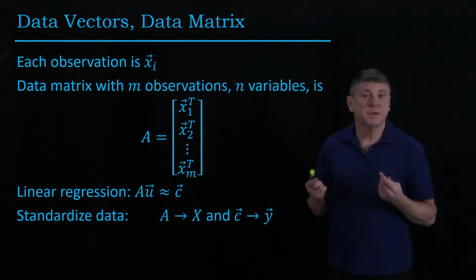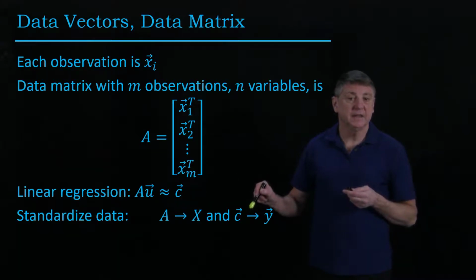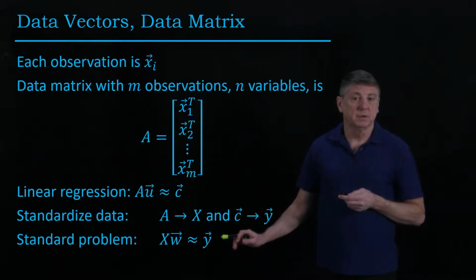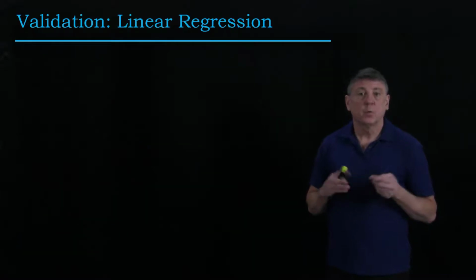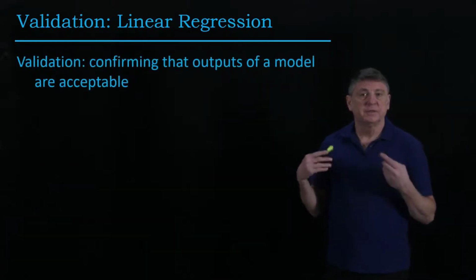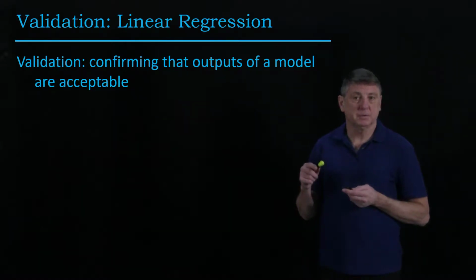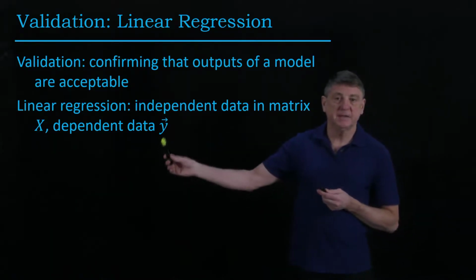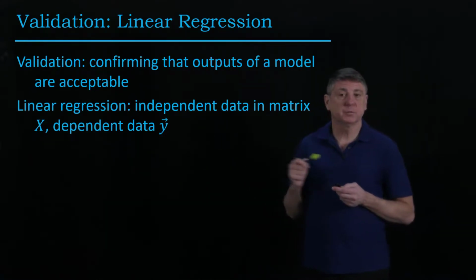Depending on our model and depending on our data, we may want to standardize both the data matrix and the data vector, and that gives us a standardized problem, which is what we'll often solve using linear regression. When we go to validate this, the validation is the process of confirming that the outputs are acceptable. And in linear regression, what that means is we've got the independent data in the matrix X, the dependent data in the vector Y, and we want to compare the regression.